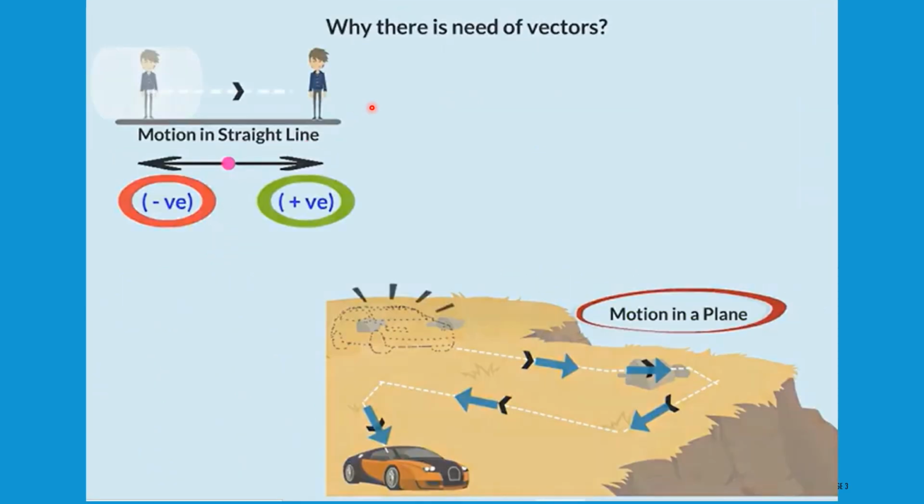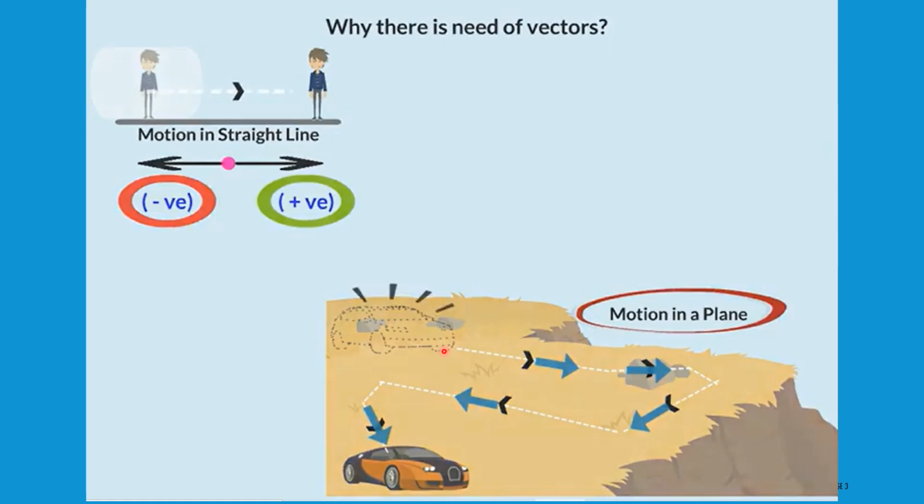Why is there a need for a vector? Let us study why we need vectors. Consider here motion in a straight line. This boy is moving in a straight line. If the boy moves forward, then we will consider it as positive. If the boy moves backward, we will consider it as negative. Here, motion in a straight line, whether he is moving forward or backward, is indicated by a vector. Vector will give the direction.